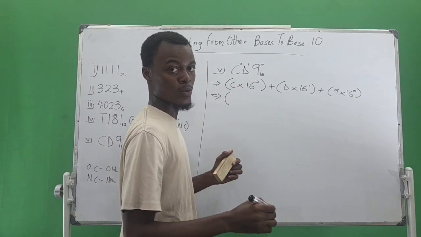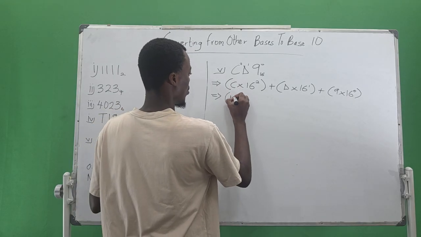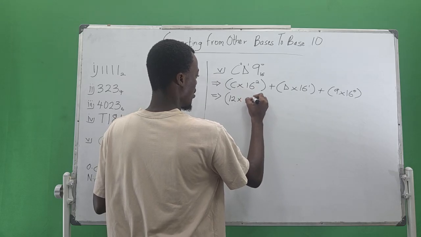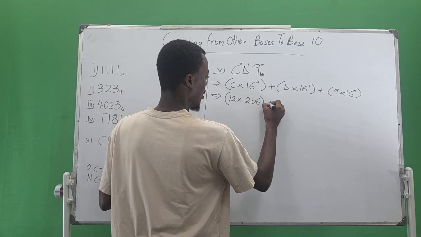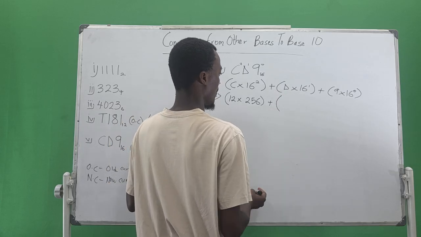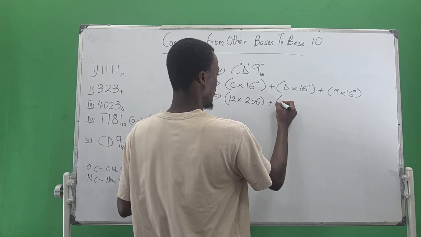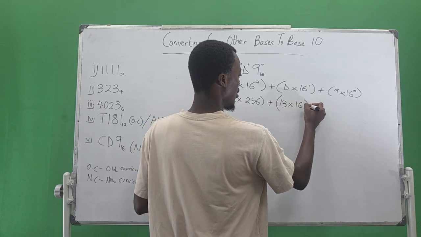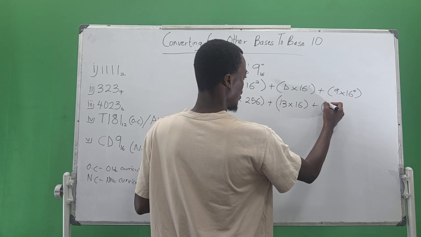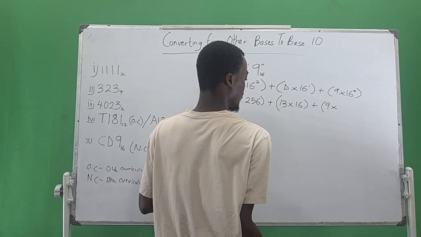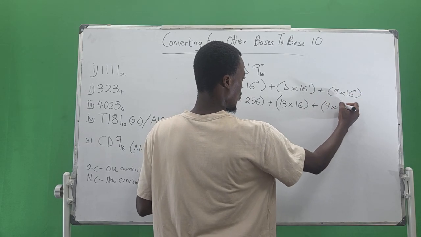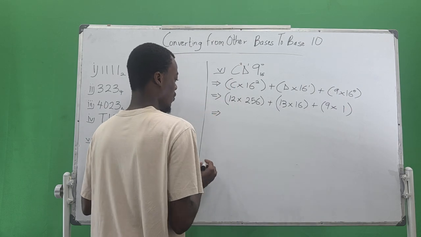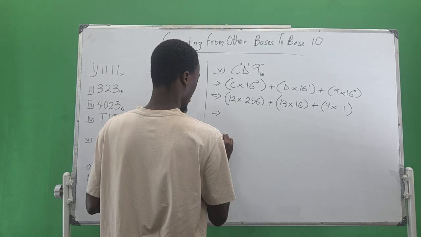So now C is the same as base 12. So 12 times 256, plus D times 16. So we have base 13 times 16, plus 9 times 16 exponent 0, which is automatically 1. So now 12 times 256.